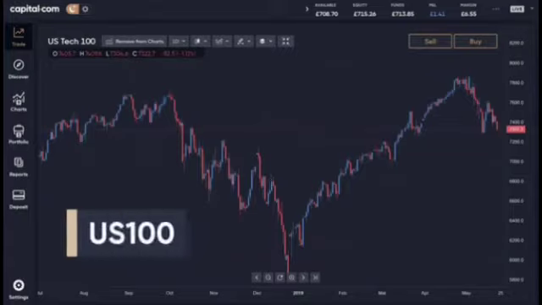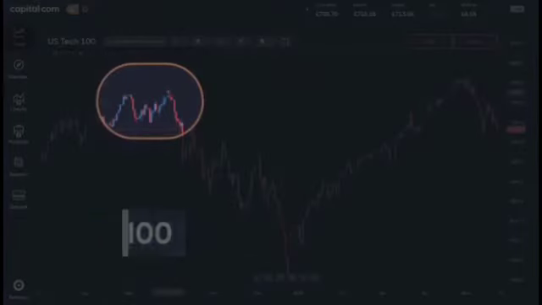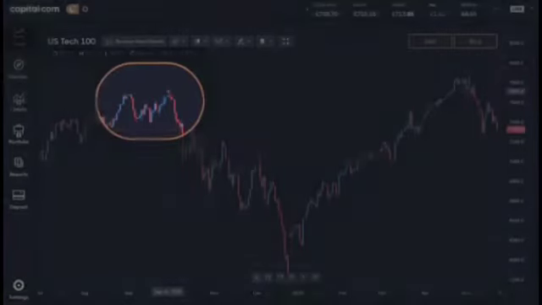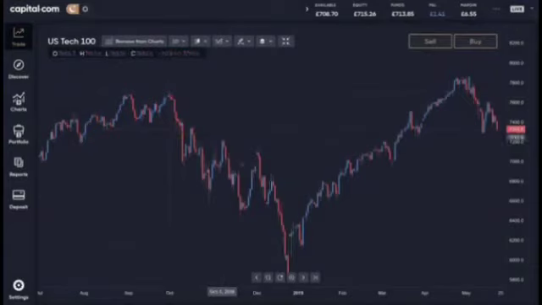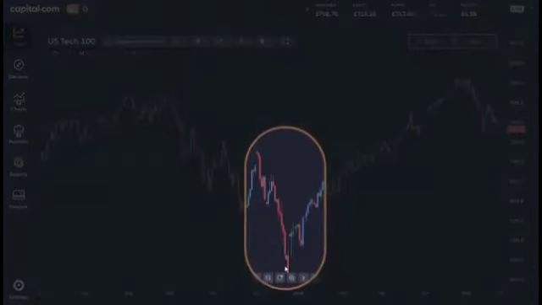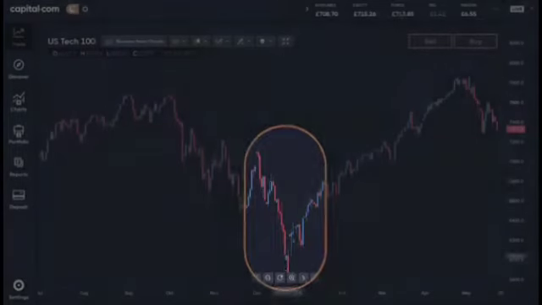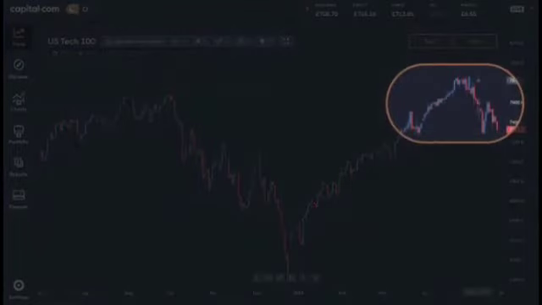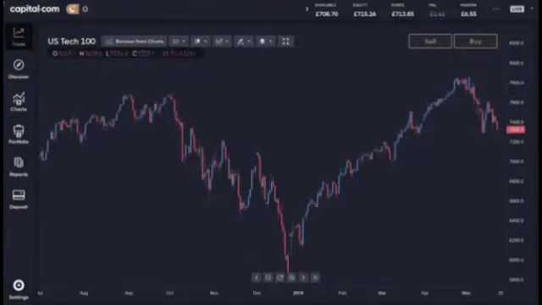Let's take a look at some of the moves in this index. If we went back to October 2018, the market was trading just above 7,700, slid really heavily into December, down below 6,000, and then has bounced back up to 7,800. So plenty of swings there.